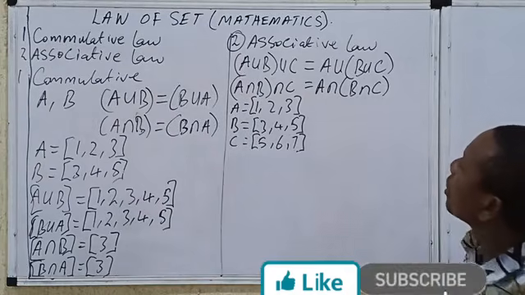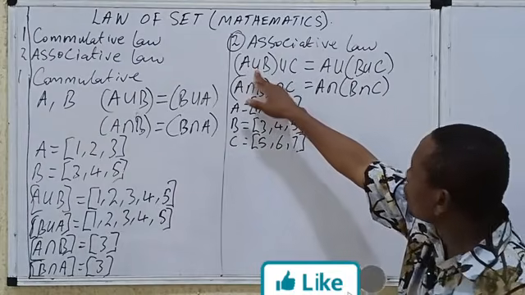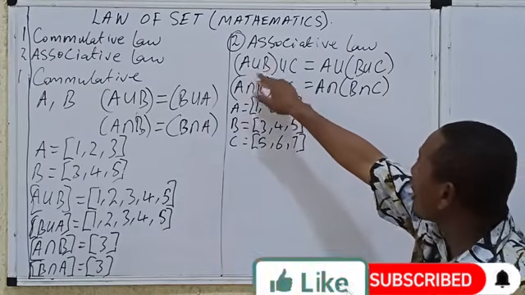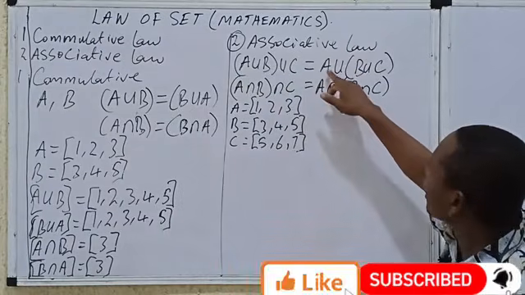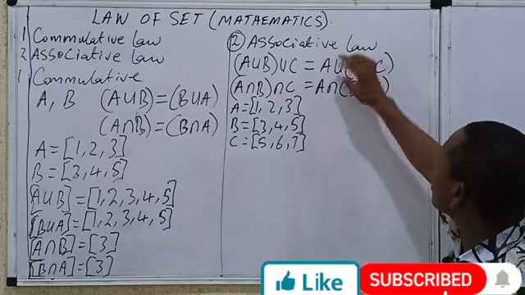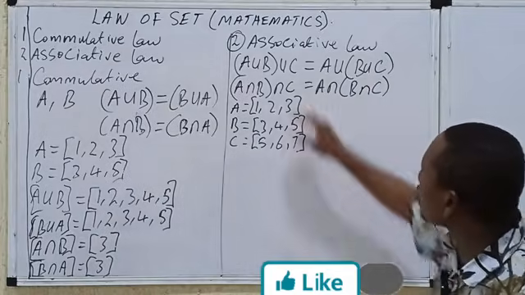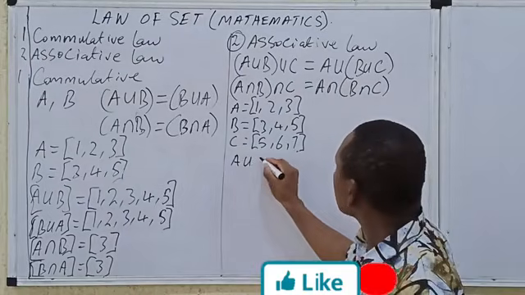Let's prove this associative law: A union B in brackets union C equals A union B union C in brackets. That means you have to solve the bracket first, then look for the union of the answer and C. On the other side, you solve B union C first, then look for the union of the answer and A. So let's solve this first: A union B.